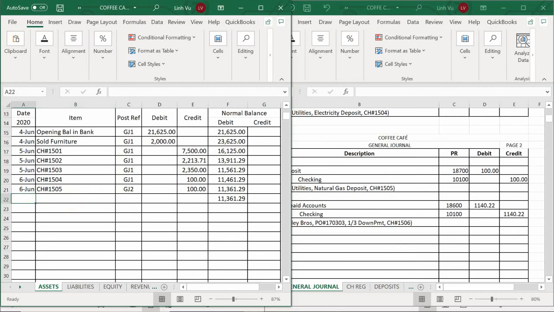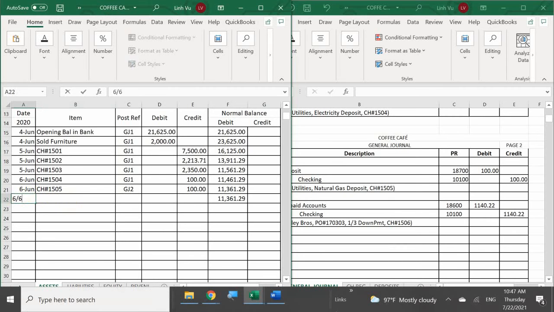Then, back at the top, we now need to go back and take that money out of our checking account. So 66. All you need is the check number 1506. And last but not least, general journal 2. I wrote it out for $11.40 and 22 cents.